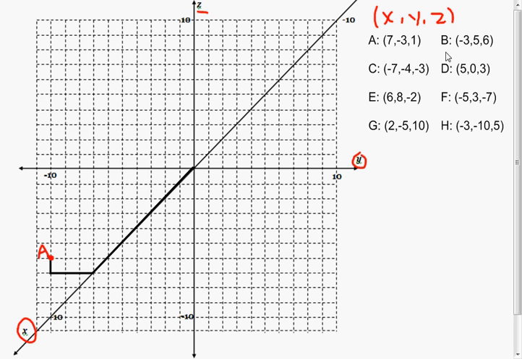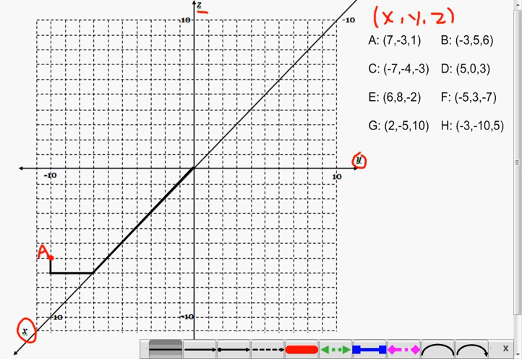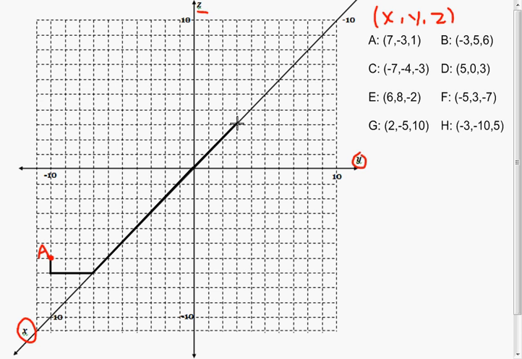Okay, let's graph a couple more. Let's graph B, -3, 5, 6. I'll grab my straight line maker. We go -3, so this time the x is going to go in the other direction. 5, so we're going to go 1, 2, 3, 4, 5. And then 6 means we're going to go straight up 6. 1, 2, 3, 4, 5, 6.